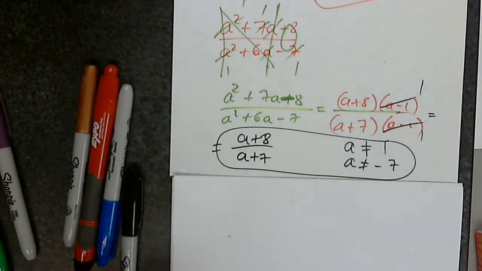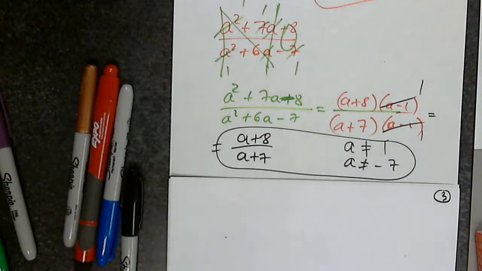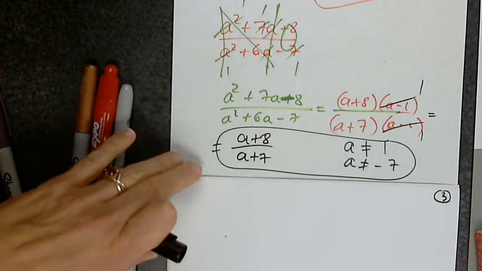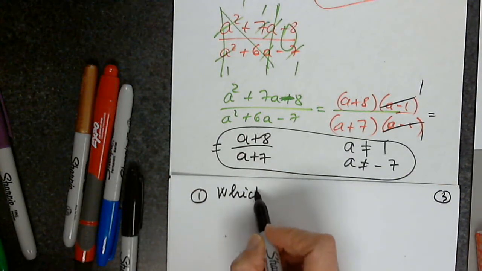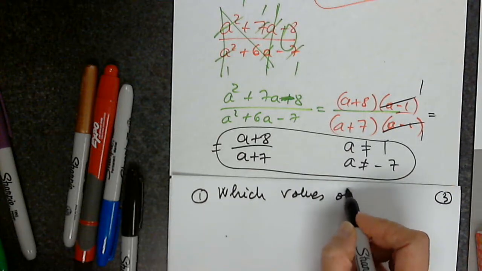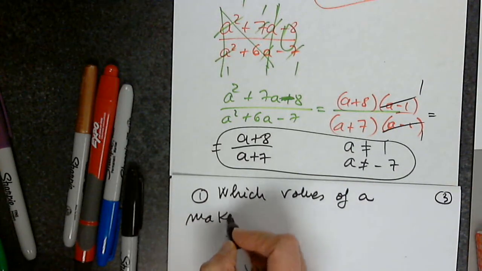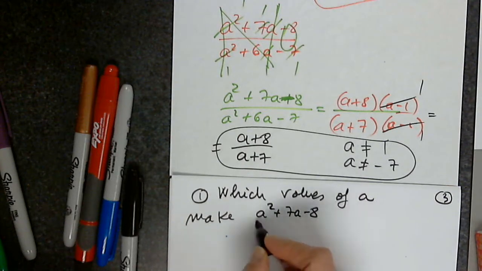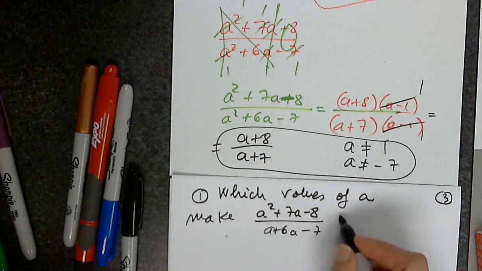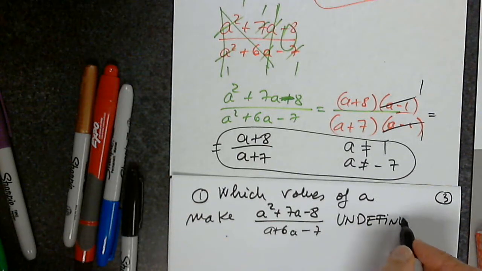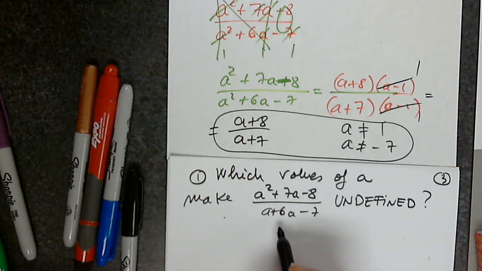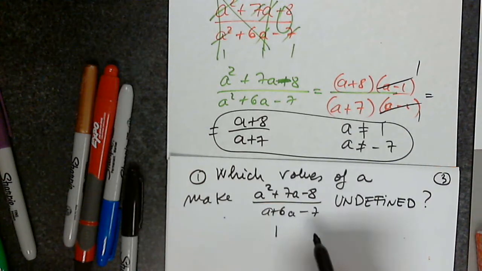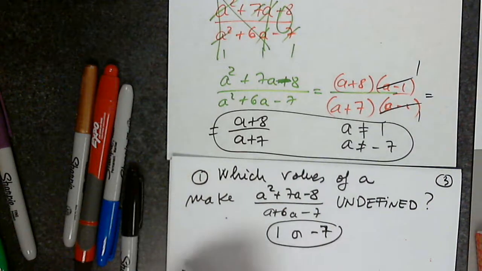Now I want two questions for you here. They're not on the handout. I'm going to put them on the handout, but they're not there right now. Number one, here's my first question. Which values of a make a squared plus 7a minus 8 over a squared plus 6a minus 7 undefined? Which values of a will make this expression undefined? Exactly. 1 or negative 7. Excellent.